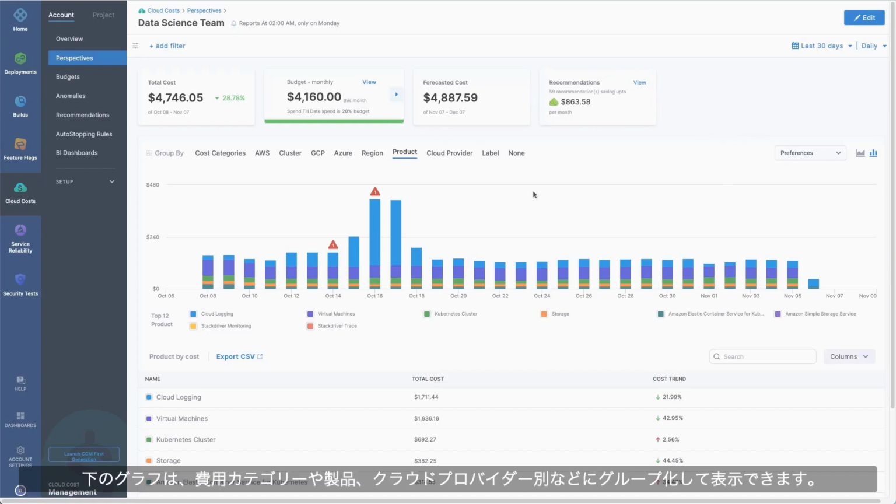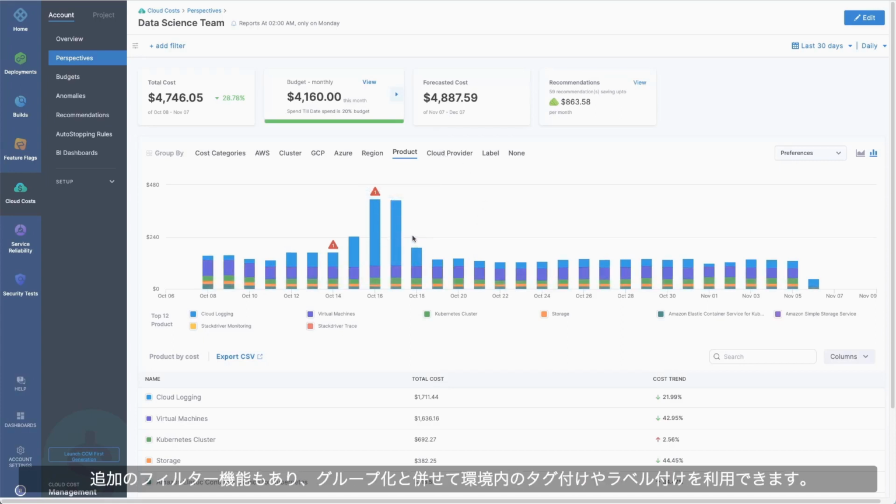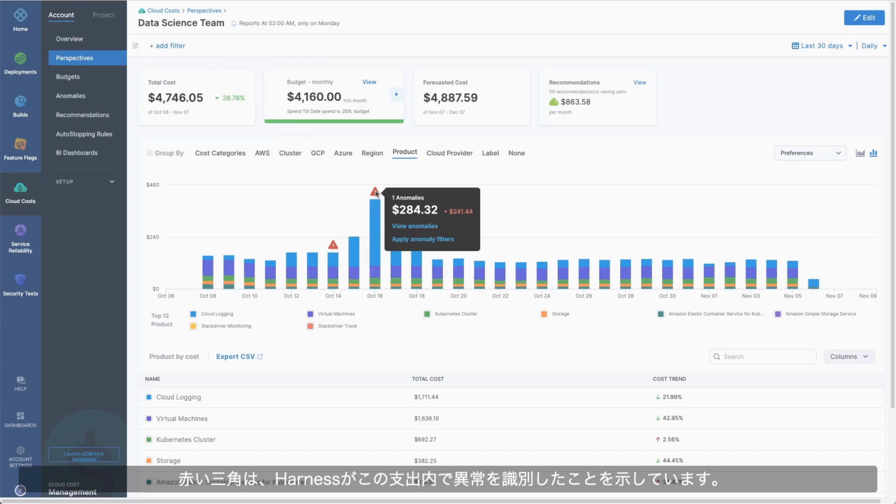If we look at the graph below, we can see that we're currently grouping this by product. We could change that grouping if we wanted to. We could drill into these various aspects as well just by clicking on the bars. And we also have an additional add filter capability at the top where we can get into things like utilizing any tagging or labeling that's in your environment as part of this filter, as well as grouping by those as well.